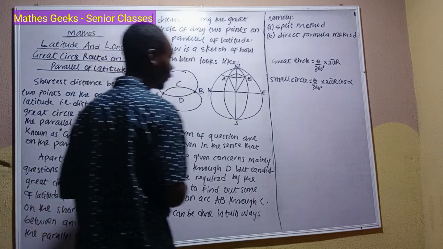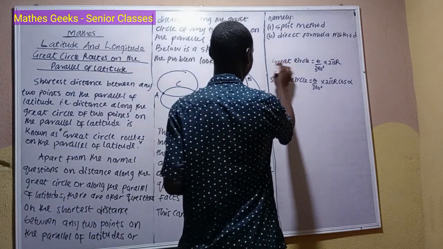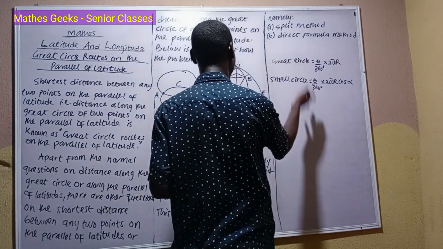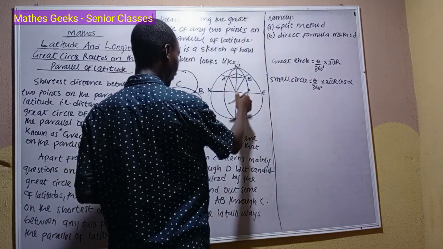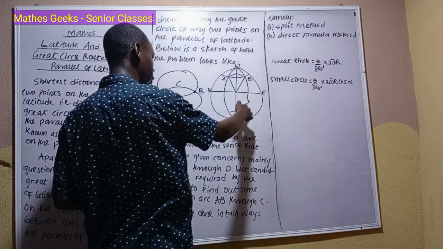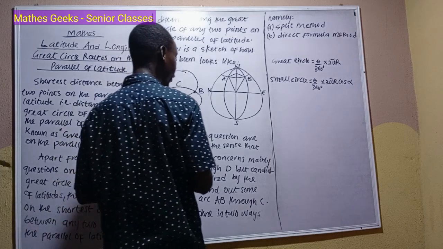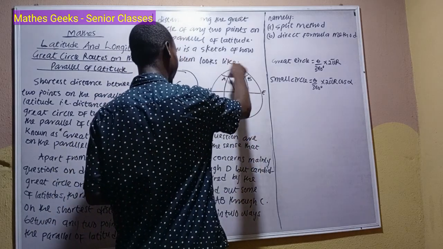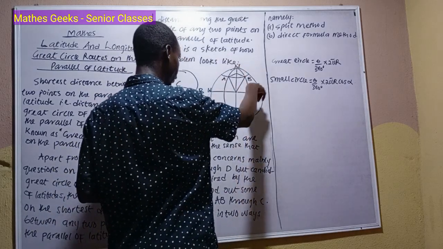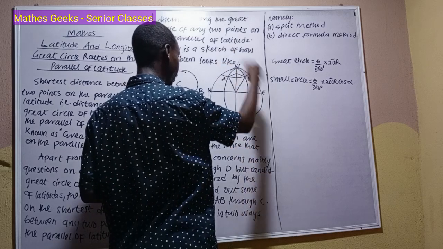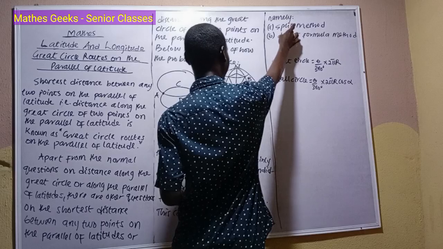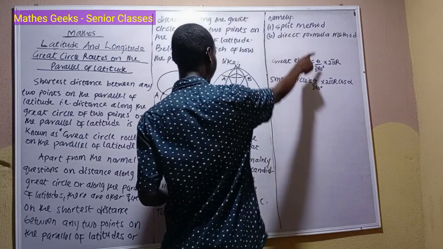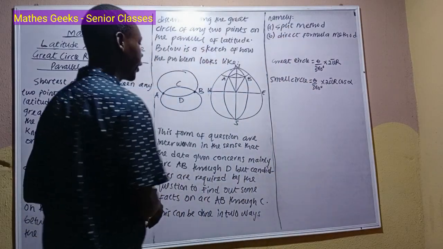But usually, if you are going to solve for a great circle, the 2 points don't lie on the parallel of latitude. Either they lie on the equator or they lie on the same line of longitude. But in this peculiar case, they are lying on the parallel of latitude, and you have to look for the great circle route or the shortest distance possible. So in that way, we're going to make use of either A, split method, or B, direct formula method. So let's take examples.